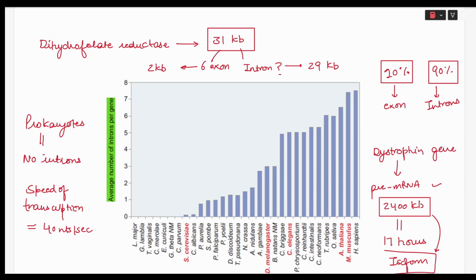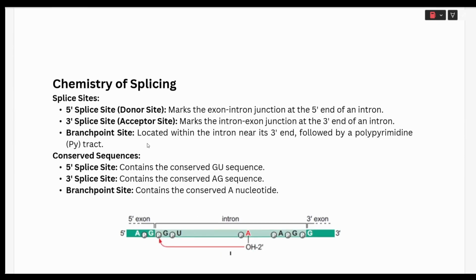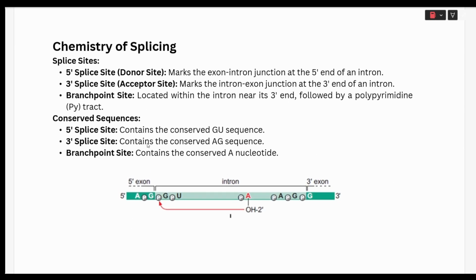If you don't know what an isoform is, I don't blame you. Isoforms are closely related proteins that originate from a single gene, or you can say a closely related gene family. So those are what we call isoforms. That is enough introduction. Let's move to the main thing, the chemistry of splicing, right?